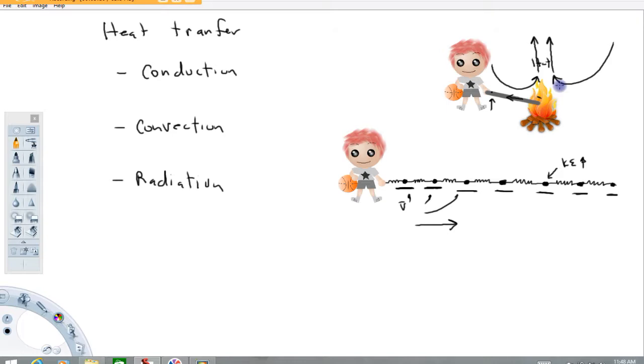Another example would be if you put your hand out of the window as you're driving down the road, you'll notice that your hand cools off very quickly. So that would be an example of convection. So convection is heat transfer due to mass flow.